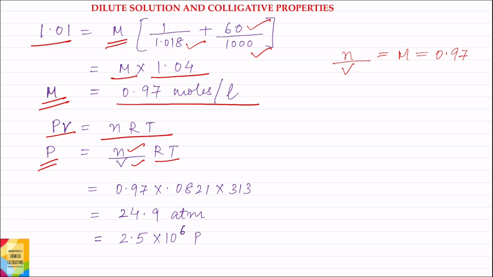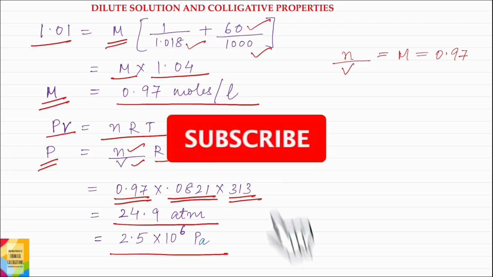0.97. So, osmotic pressure is equal to 0.97 into value of R is 0.0821 into 313 Kelvin is the temperature, and this is equal to 24.9 atmosphere. So, in atmospheres, the osmotic pressure is 24.9 atmospheres. Converting it into pascals, it will be 2.5 into 10 to the power 6 pascal. This is pascal.